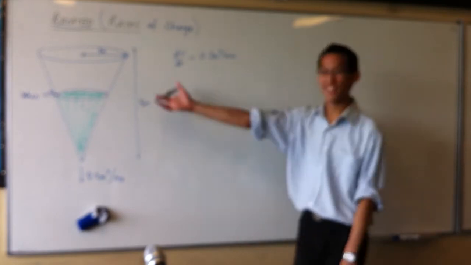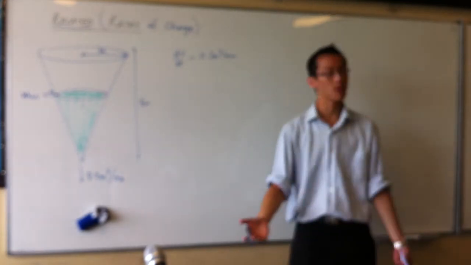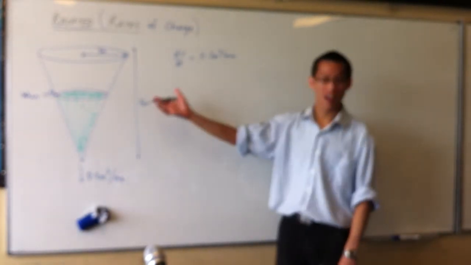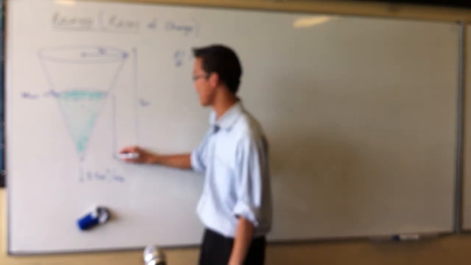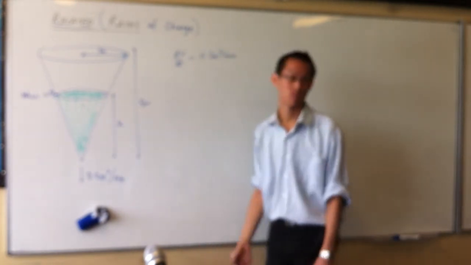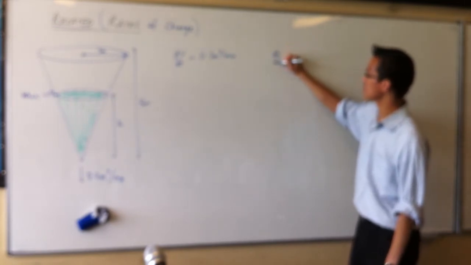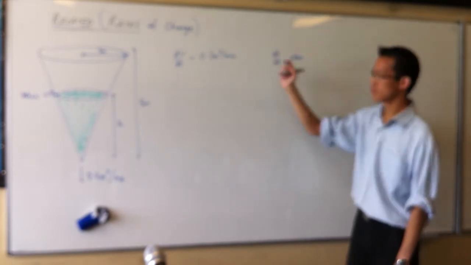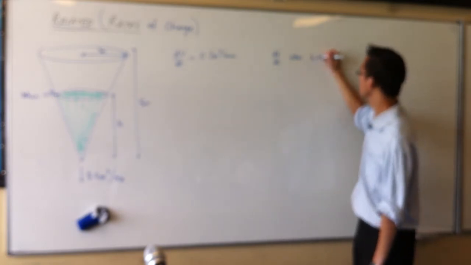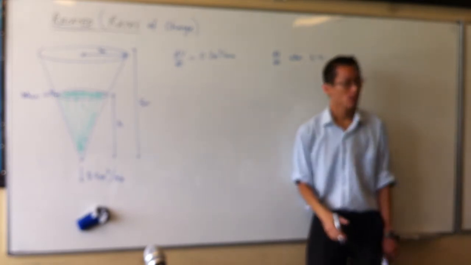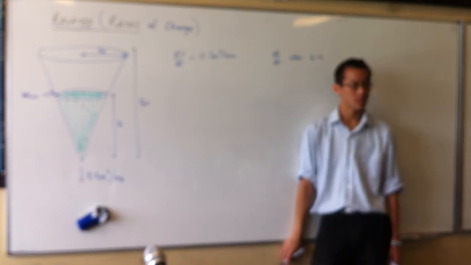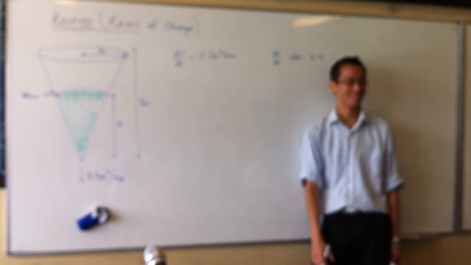Okay, now, we don't have anything on here, so we need to introduce a variable. And if we're after height, a decent name for that would be h. So I'm after dh on dt when the height's 4. Are we happy with that? Nod at me slowly if you're happy with that.